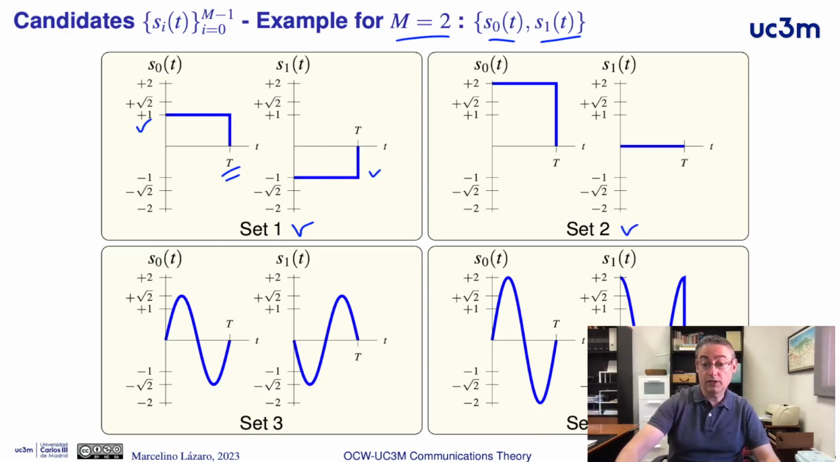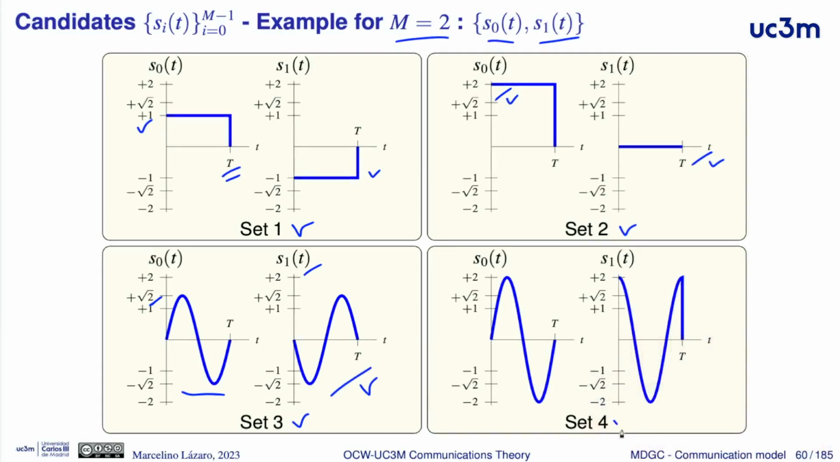In the second set, we have something similar, but now the amplitudes are +2 for S0 and 0 for S1. In the third set of candidates, we have a cycle of a sine function in T seconds with amplitude square root of 2 for S0, and for S1 we have minus this signal, the same signal but inverted. And in the fourth set of candidates, we have a cycle of a sine with amplitude 2 for S0 and a cycle of a cosine in T seconds, again with amplitude equal to 2.